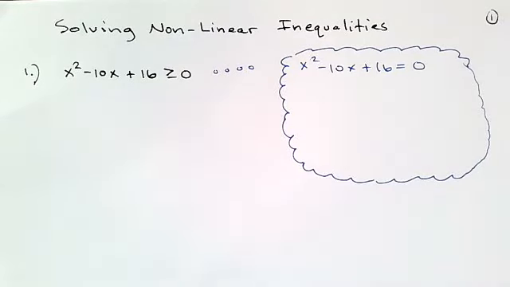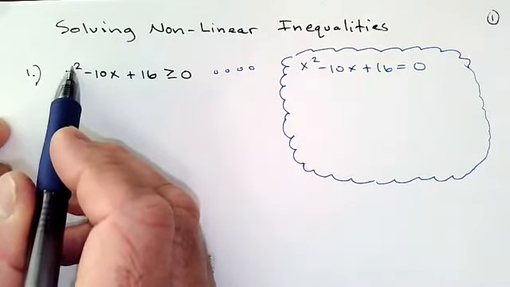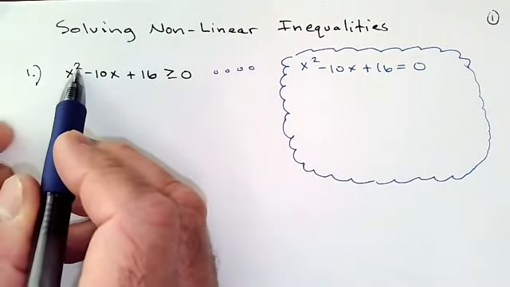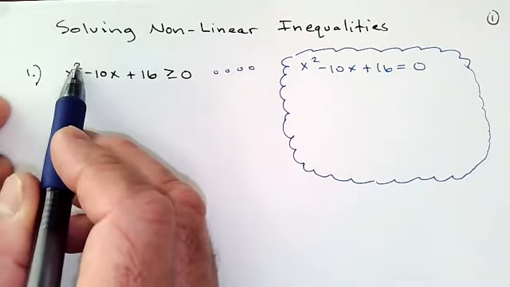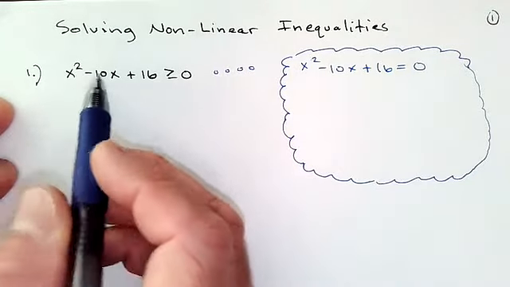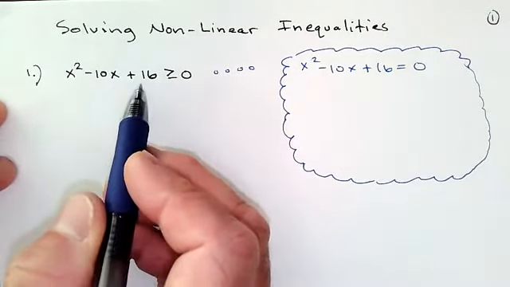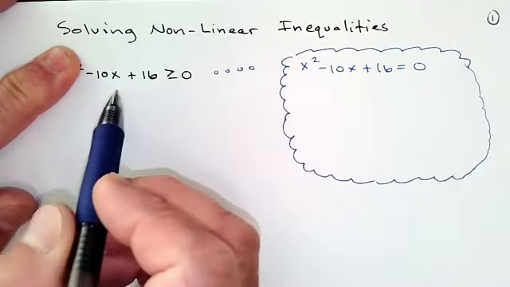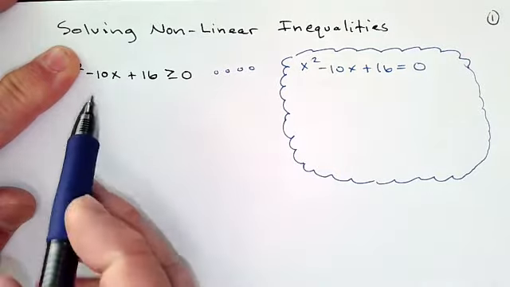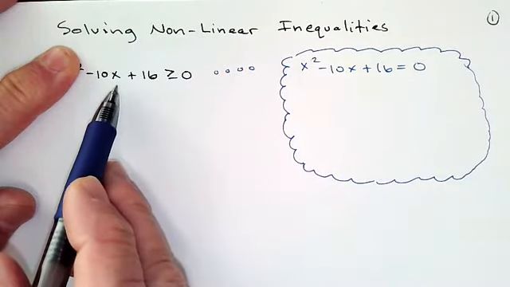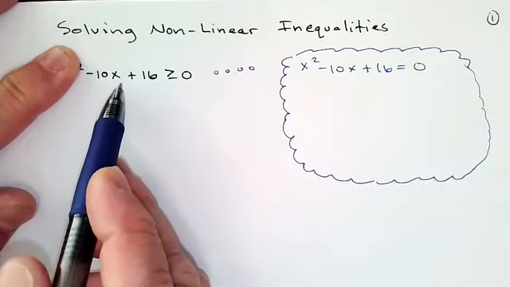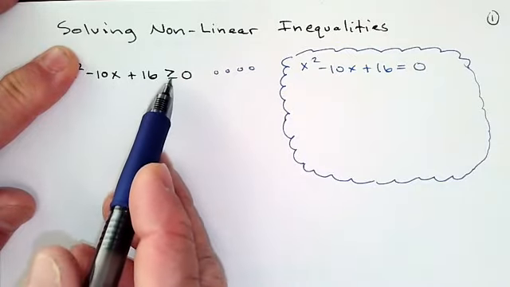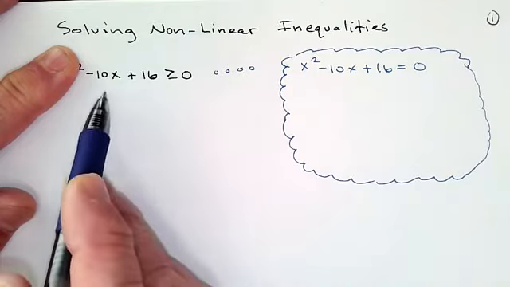Okay, so let's talk about solving nonlinear inequalities. Nonlinear just means inequalities that involve functions that are quadratic, powers bigger than 2. A linear inequality would be something like negative 10x plus 16 greater than or equal to 0. Pretty much just solve it like an equation, isolate the x. Remember, if you multiply or divide by a negative number, you need to switch the sign. So if it was greater than, you would switch it to less than.